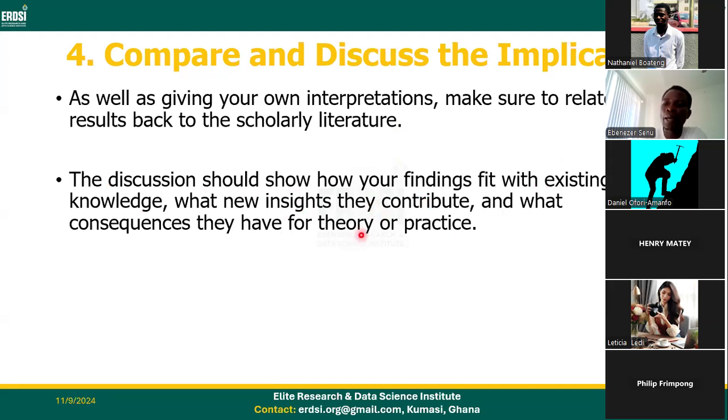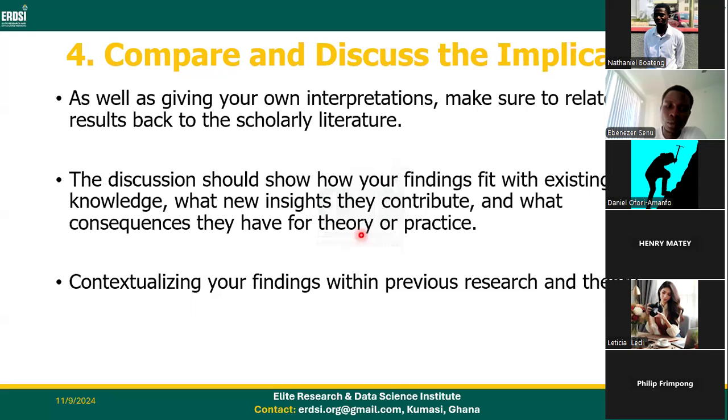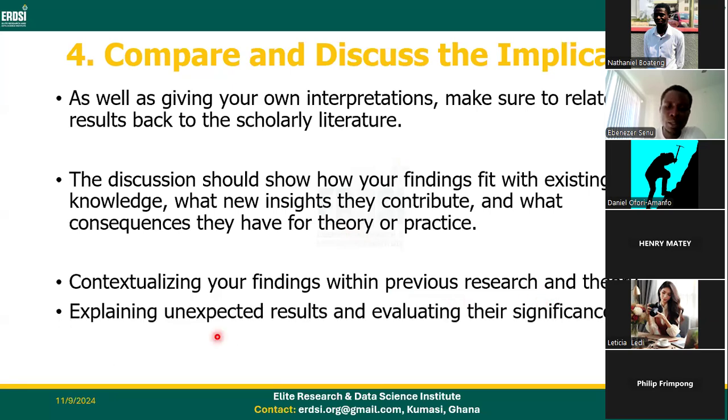So you are going to compare to someone's work. If there's no one's work, you are going to discuss it based on some of the core scientific principles. You contextualize your findings within previous research and theories. Again, you explain any unexpected result and evaluate its significance. It doesn't mean that if what you found is not the same as what was reported, you cannot justify it. So in the discussion, you are going to justify those kinds of results.